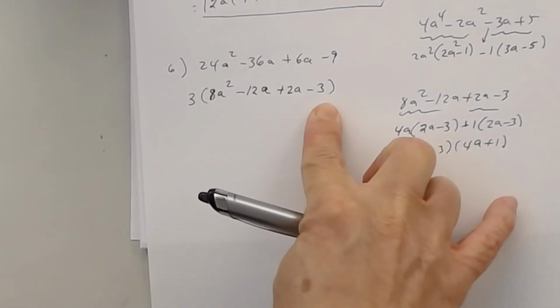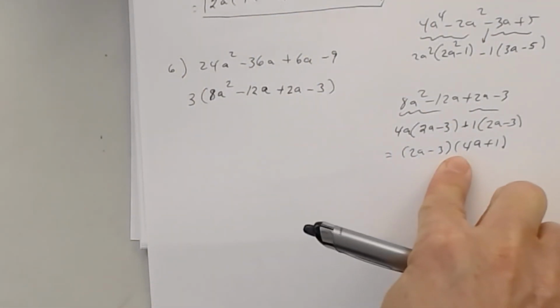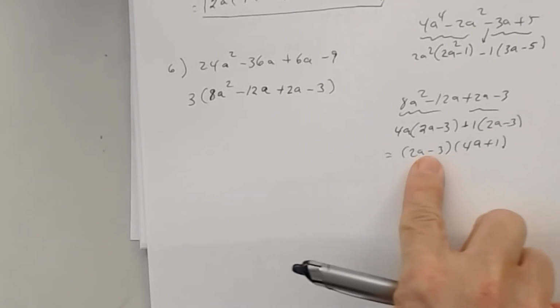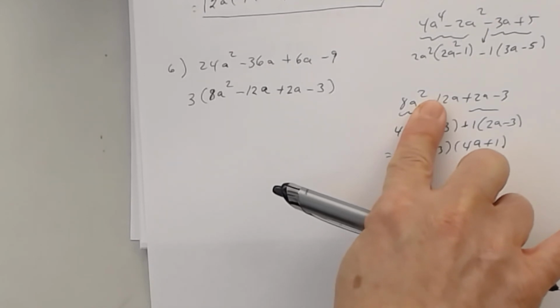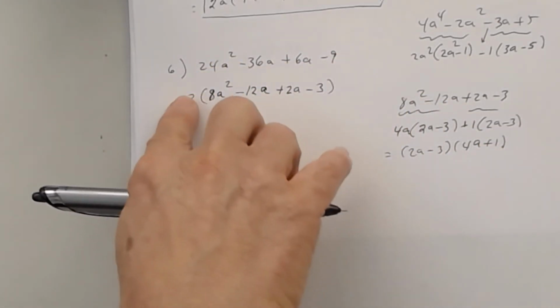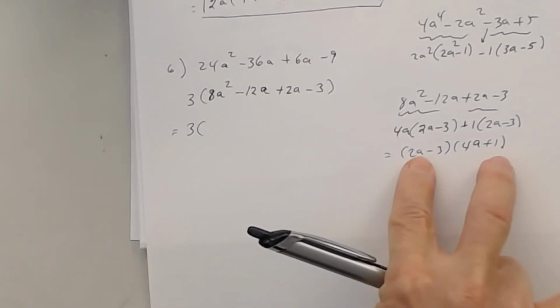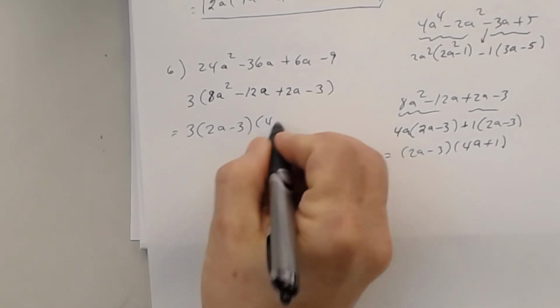But that is this part here, right? So what some students do is they get so caught up in this that they put this as the answer in the blank. That's not quite correct. This is the factorization of this, but that was not the original problem, right? The original problem was this, in which case you took out a 3. So the answer is 3 times 2a minus 3 times 4a plus 1.